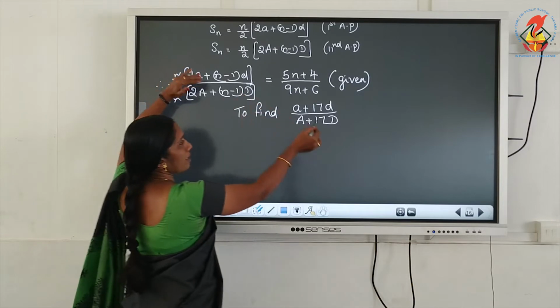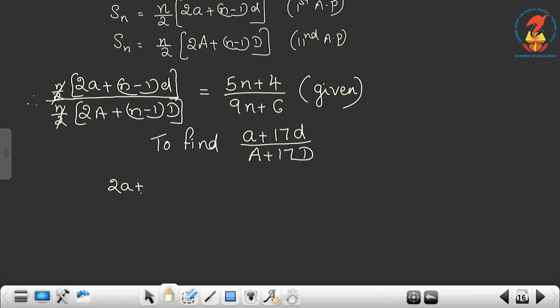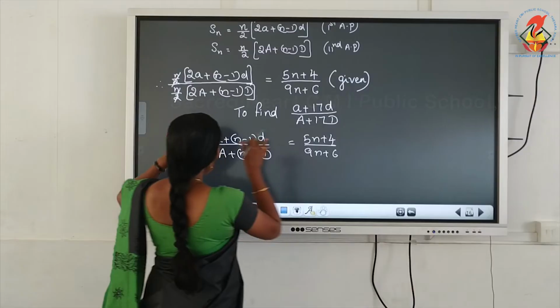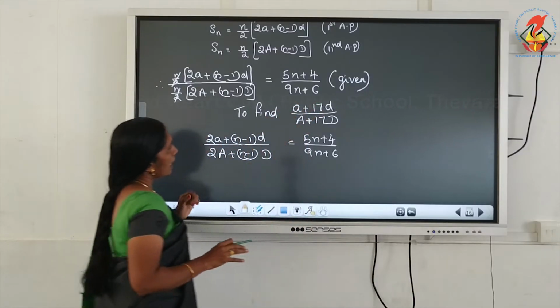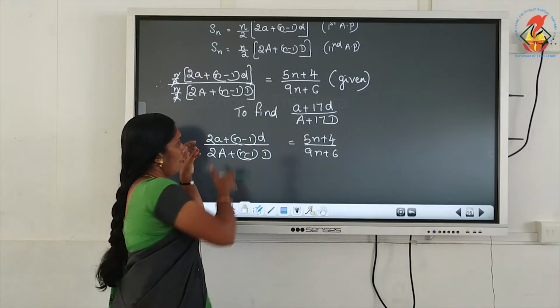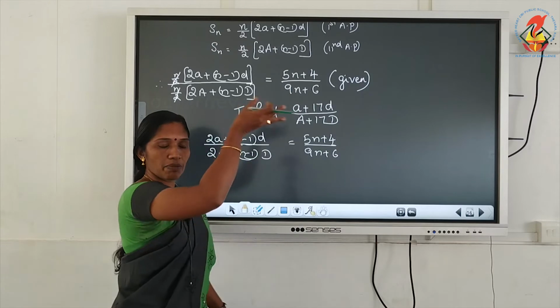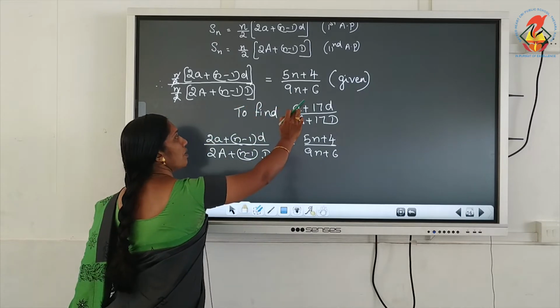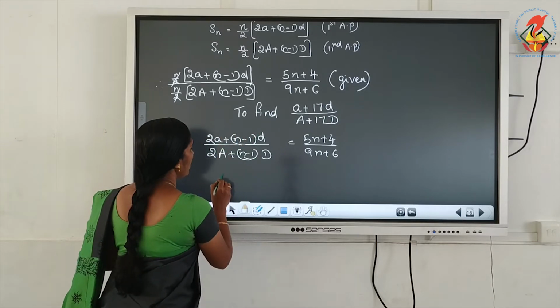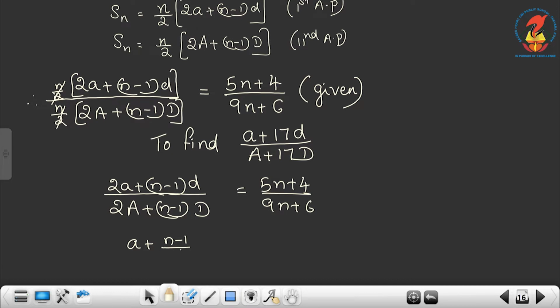So, compare these two. Again, I am writing 2a plus n minus 1 into d by 2A plus n minus 1 into D is equal to 5n plus 4 by 9n plus 6. Now, children, compare this one and this. Here there is no 2, but here we have 2. So, from this we have to reach that expression. So, we do not want this 2. So, what do we do? The same step we can write in another way.